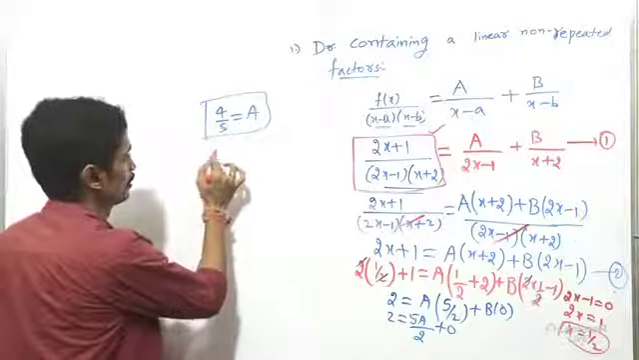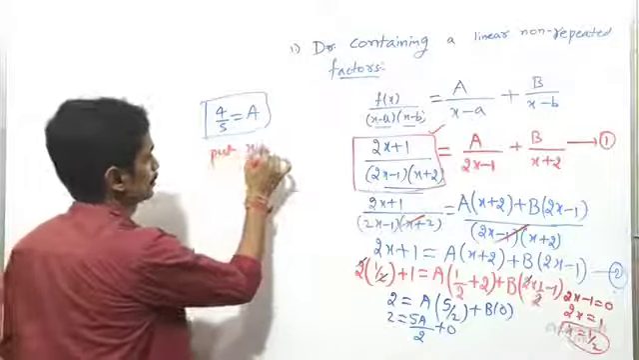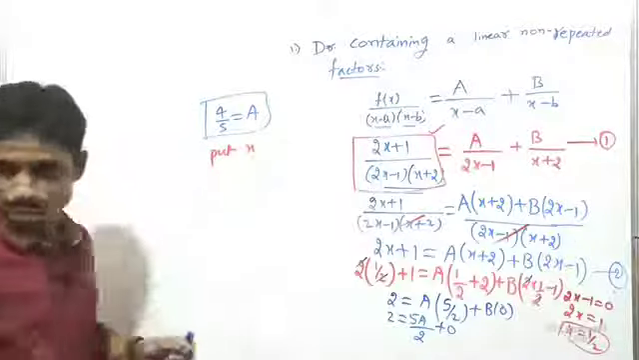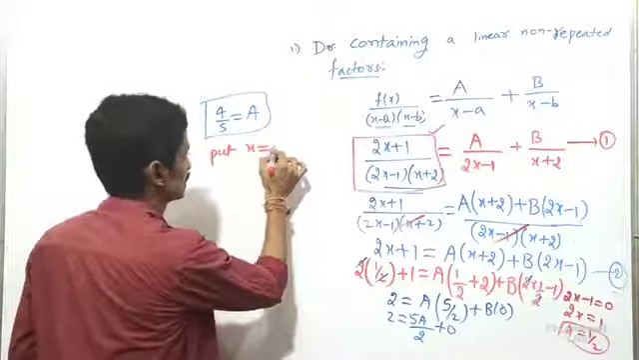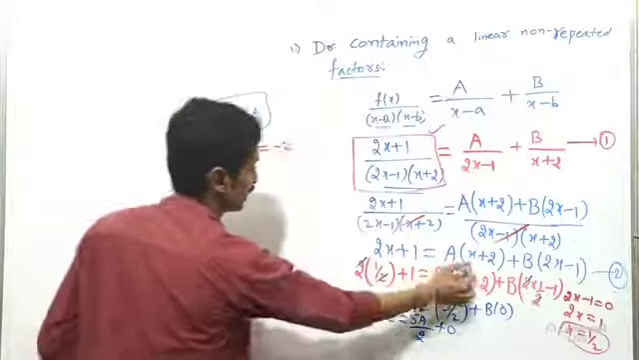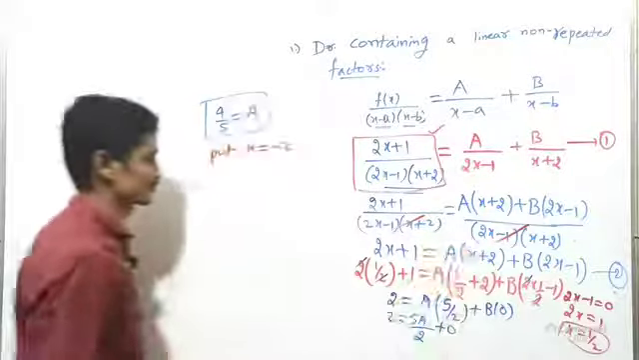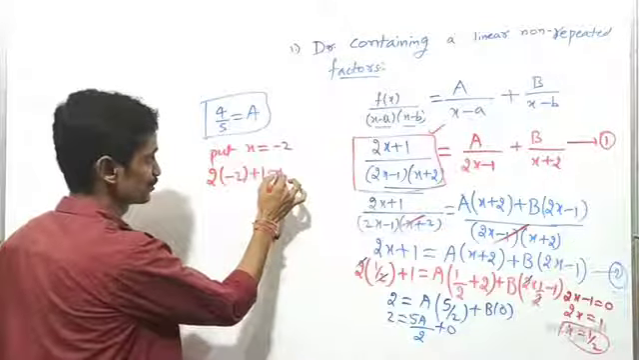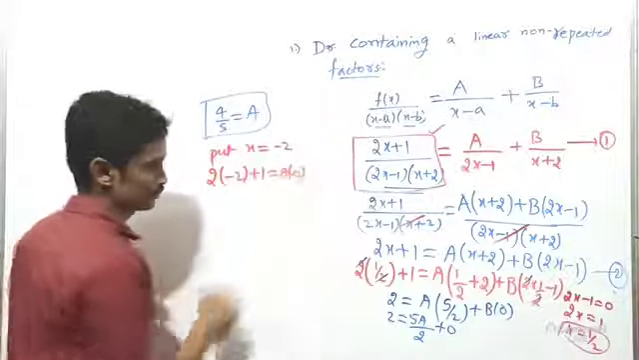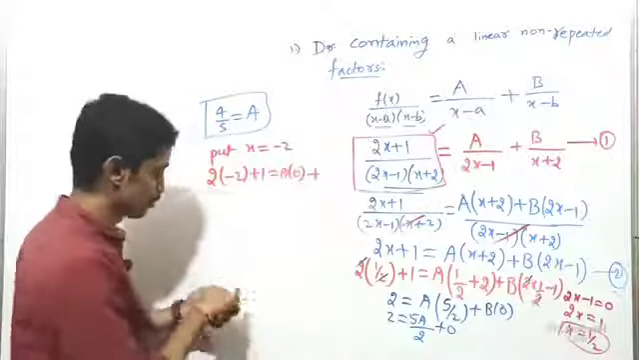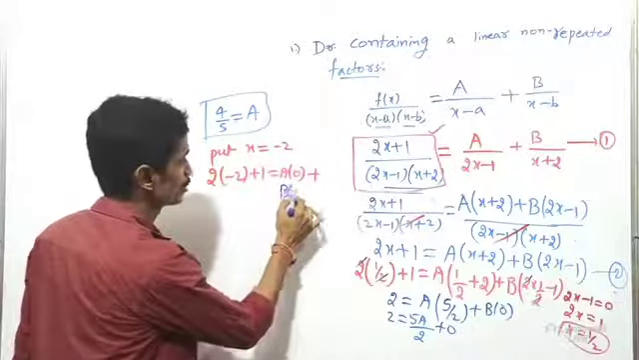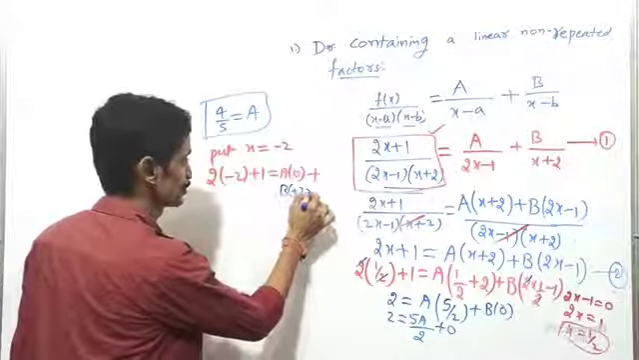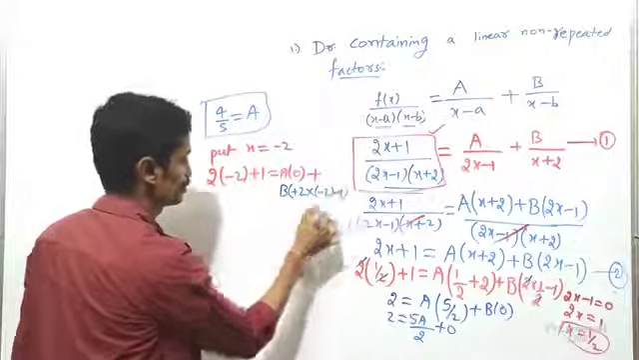So replacing, x + 2 = 0 means what is the value of x? x equal to −2. By replacing −2, this term becomes 0. Now 2 into −2 plus 1 is equal to a into (−2 + 2), which will be 0, plus b into how much? That is b into (2 × −2 − 1).